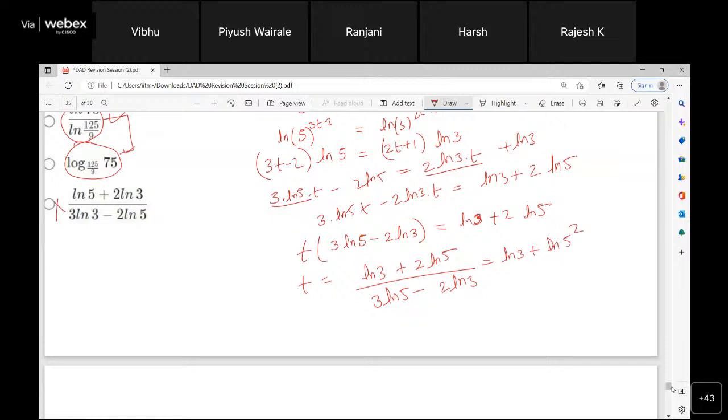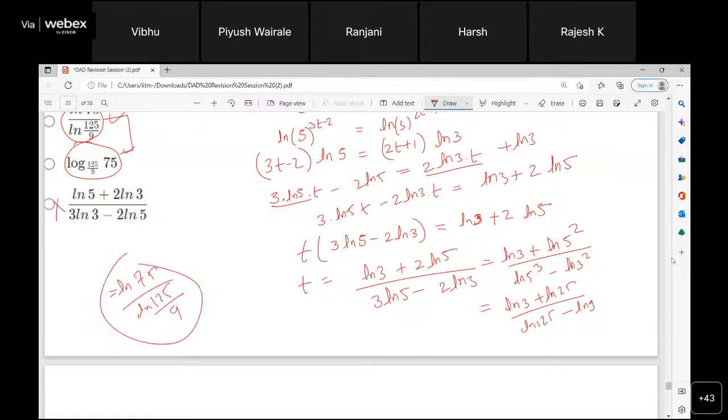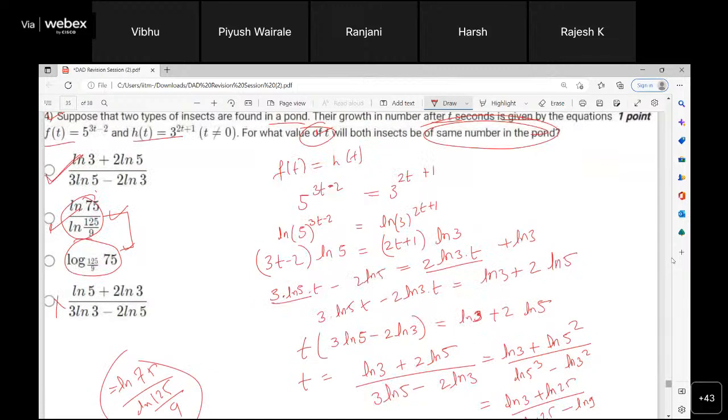So what you do is like this: ln of 3 plus ln of 25, and ln of 125 minus ln of 9. Now apply those properties. You get ln of 75 upon ln of 125 by 9. So that is the second option. And by using the base change property, we will get option 3 also.